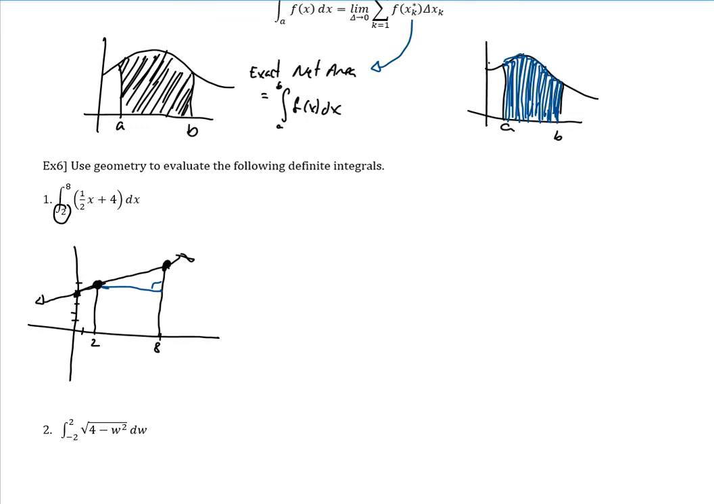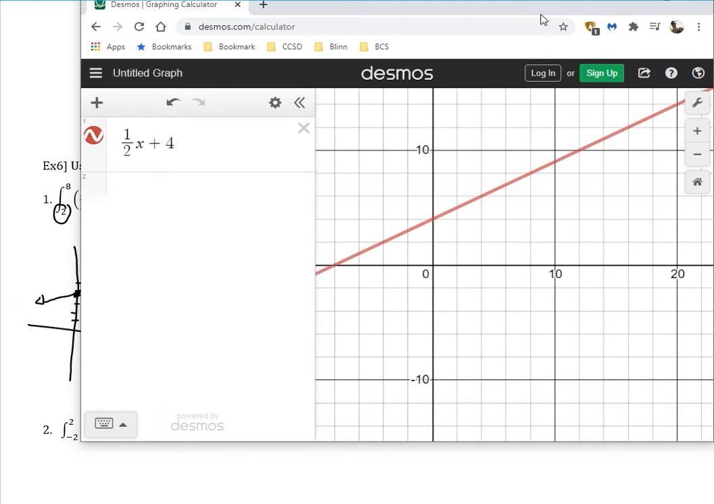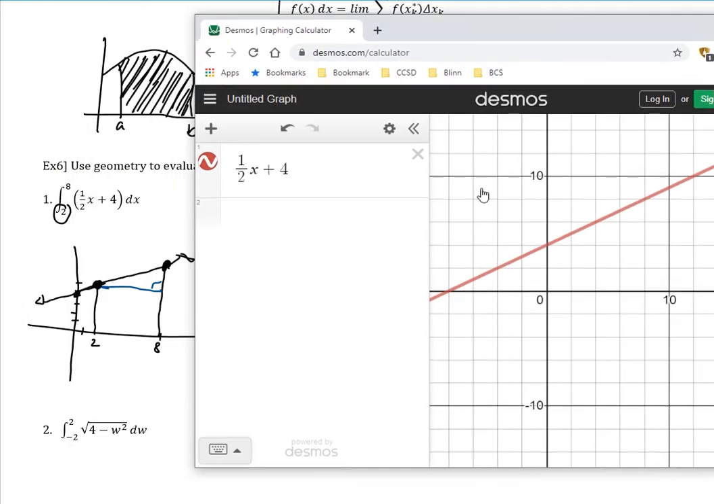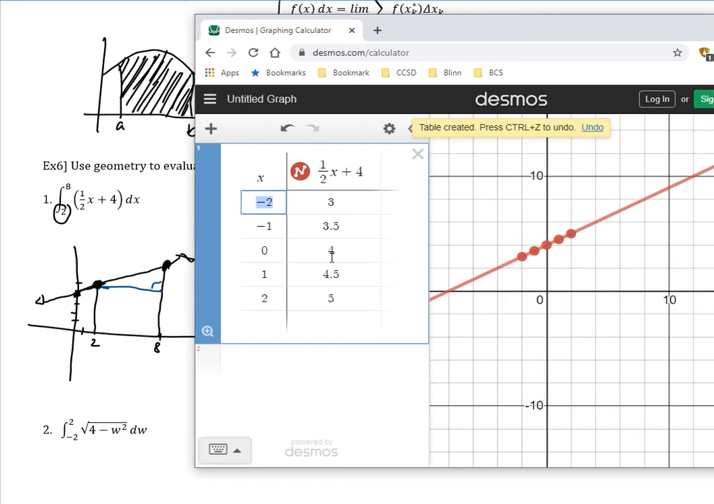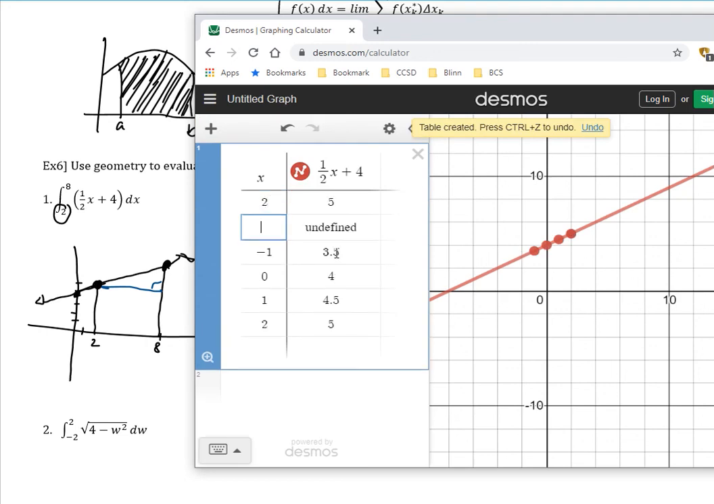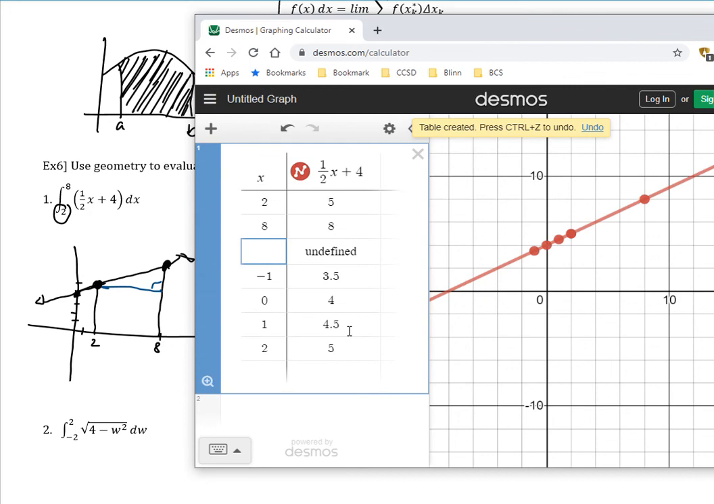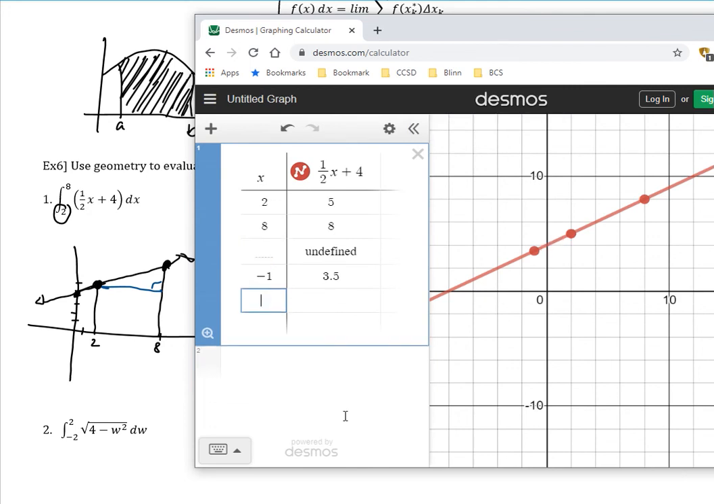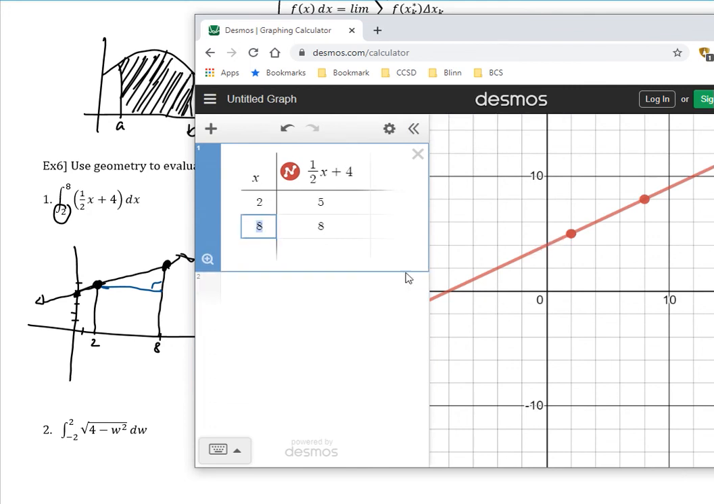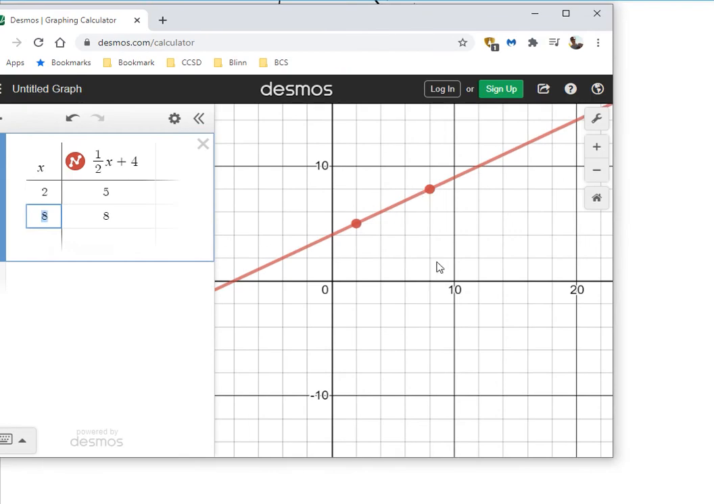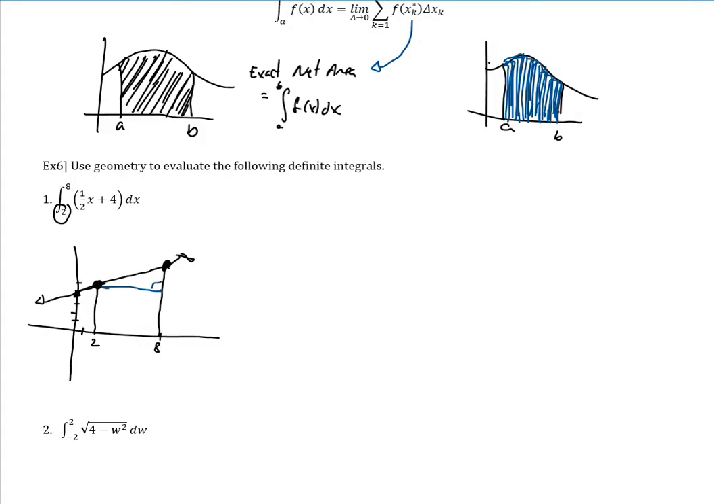Let's plot these points too, where the graph hits these. Let's reference back our picture. I want to look at 2, and I want to look at 8. There's those points, and these I don't care about. So I have 2, 5 as one of the points, and I have 8, 8 as another. Let me label that on our picture: 2, comma 5, and then 8, comma 8.